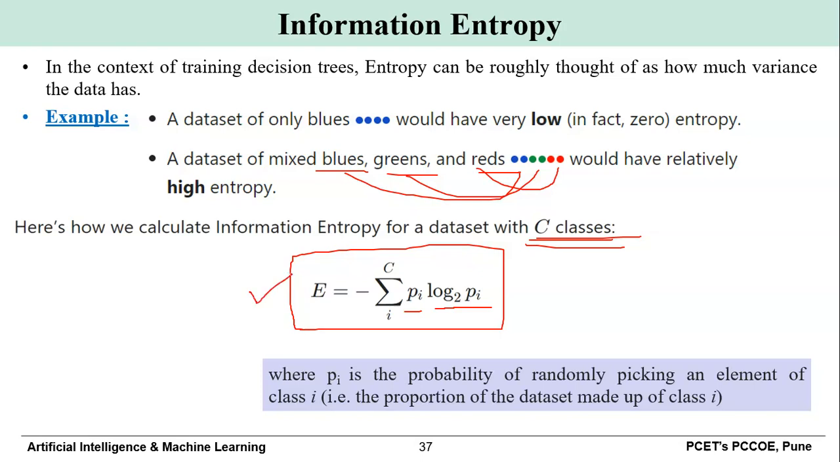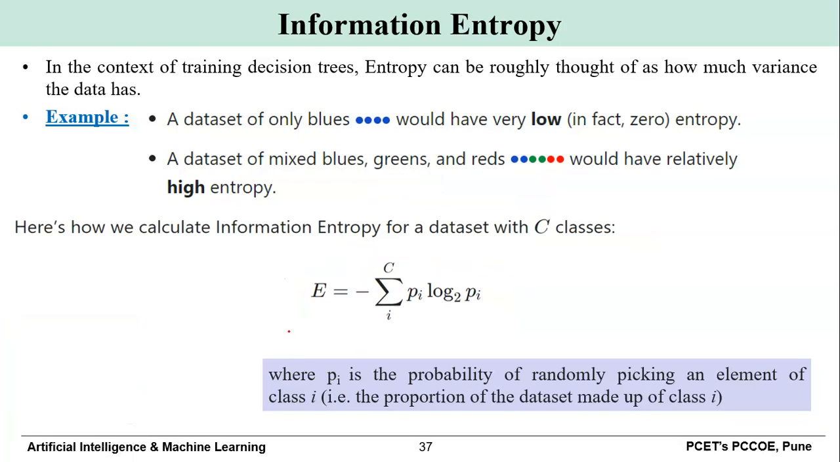So by using this formula, we can calculate the entropy, right? And based on the value of that entropy, we can make a decision whether there is some information gain there.